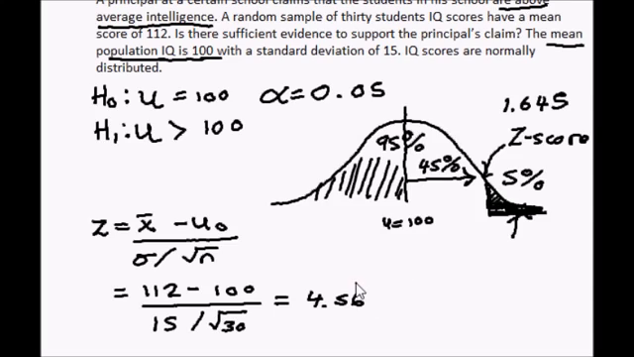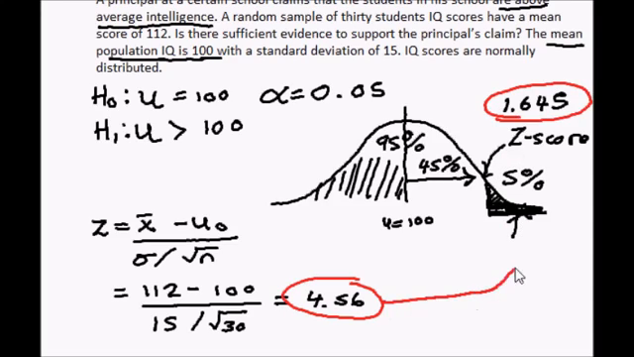4.56. So my question becomes, is the z-score I calculated with this formula greater than the z-score I calculated with my alpha level? And the answer, yes, it does fall into the rejection region because 4.56 is greater than 1.645. So I can reject the null hypothesis, which leaves me to accept the alternate hypothesis that yes, these students are above average intelligence. In my next video, I will show you a two-tailed z-test.